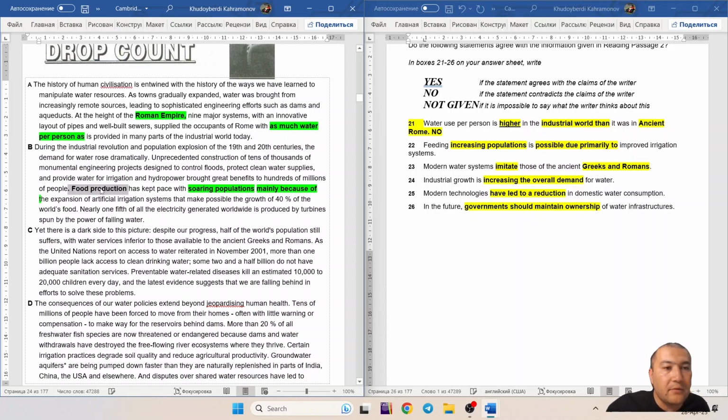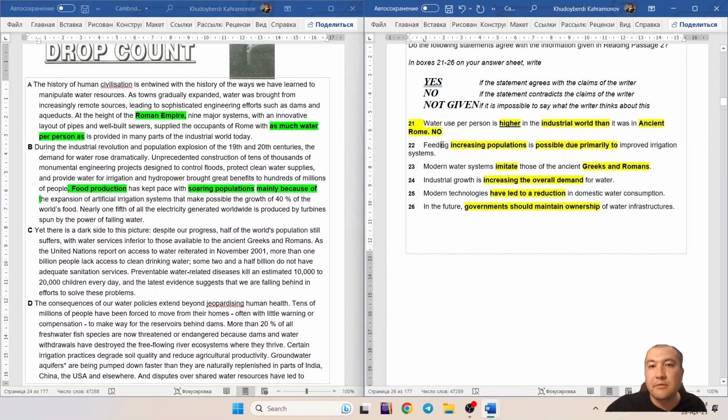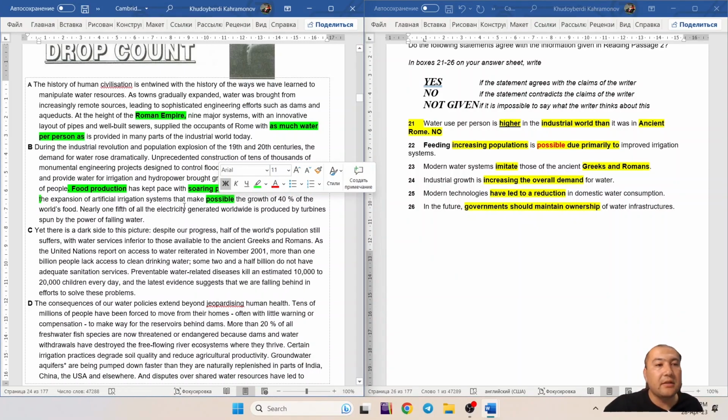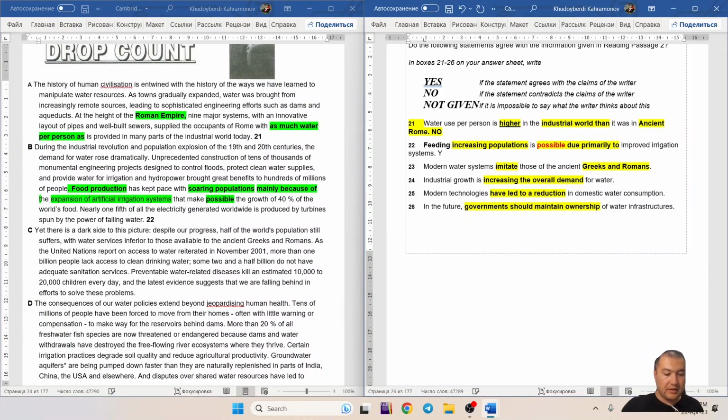Okay, food production, we have the words food production here, and feeding, right? Feeding. Improved irrigation system. So it should be possible. Yeah, this is the keyword. It should be possible. So, expansion of artificial irrigation systems that make possible. Yeah, so it's making possible, right? And the expansion of artificial irrigation systems is the improved irrigation system, right? All right, that's why it's true. And let's write it down here, 21, in order to figure out the location of the correct answer. It's about 22, and let's write it down. Yes. All right.